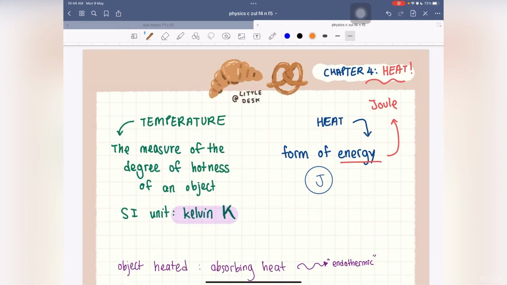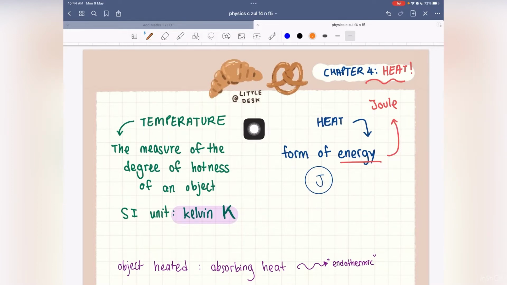So there's two things you need to know at the beginning of the chapter. One is to differentiate temperature and heat. Okay, so what is heat? Heat is a form of energy, and as you guys know, anything related to energy, its SI unit is joule, and the symbol is capital J.